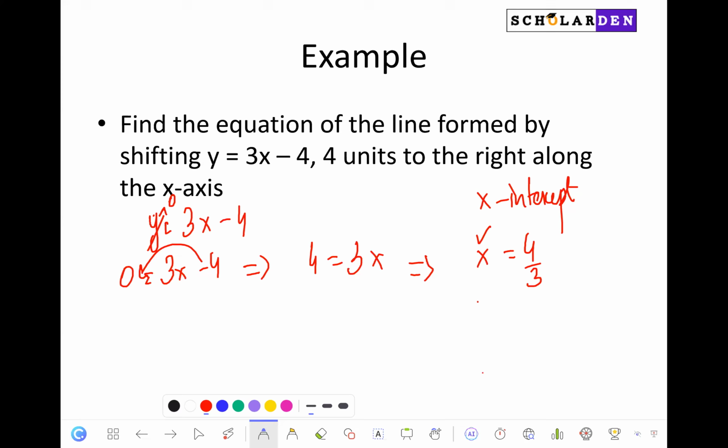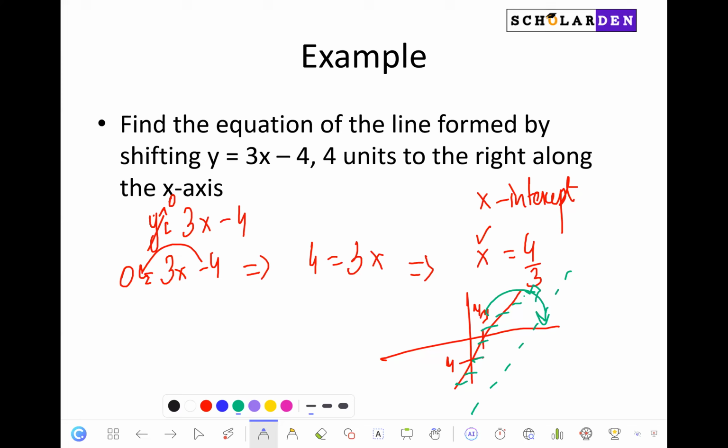And again, now because we are shifting this line, 3x minus 4 is going to look something like this. Sorry, it shouldn't be intersecting the origin, it should be somewhere over here. This should be minus 4. And this is 4 by 3, okay? And if we're going to shift it somewhere over here, what we are going to do is take this line and shift every point on this line to the right by 4 units. So it's going to look something like this, shifted over here.